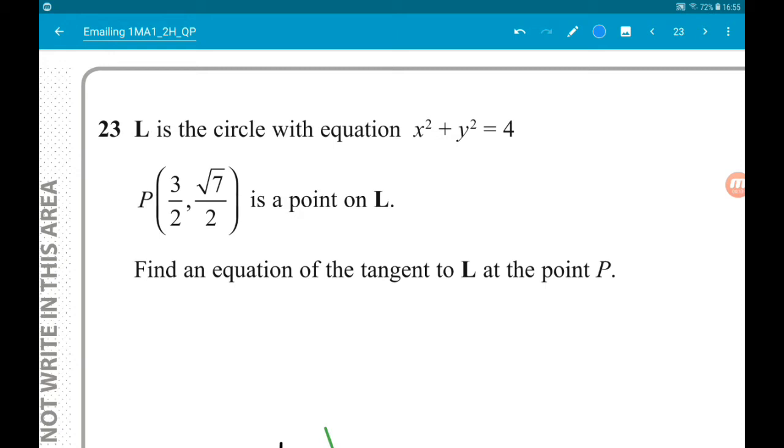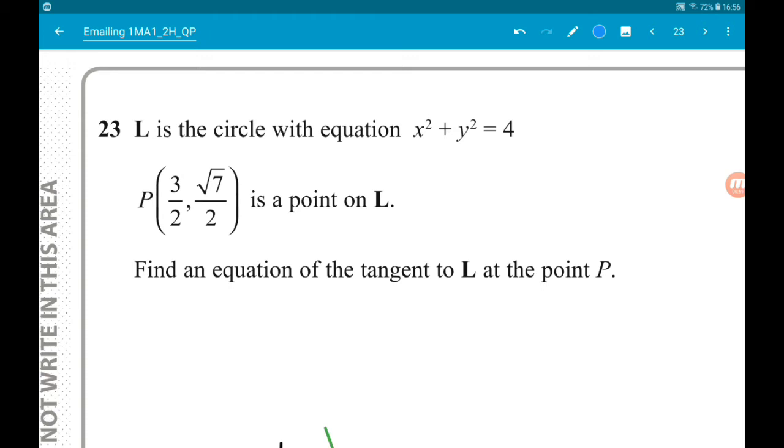So, L is the circle with equation x squared add y squared is equal to 4. Hopefully you're familiar with equations of circles. This is a circle centred 0, 0 with radius 2. P, the point 3/2, root 7 over 2, is a point on L. Find an equation of the tangent to L at the point P.